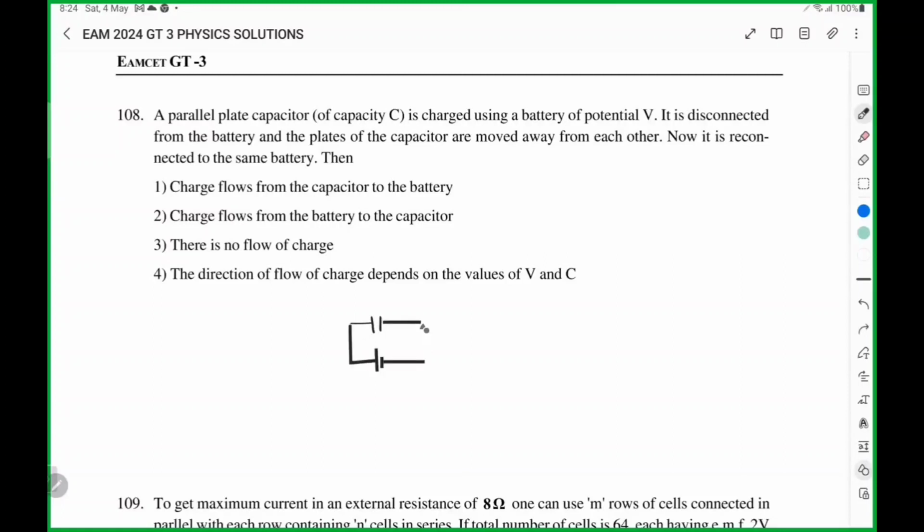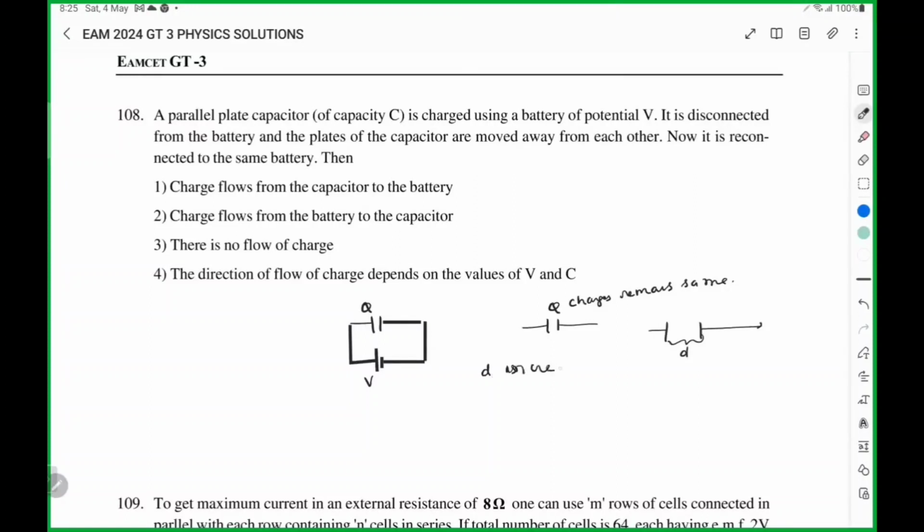True charge is deposited. It is disconnected from the battery. Then charge remains the same after disconnecting from the battery. Also, charge remains same. And plates of the capacitor are moved away from each other.